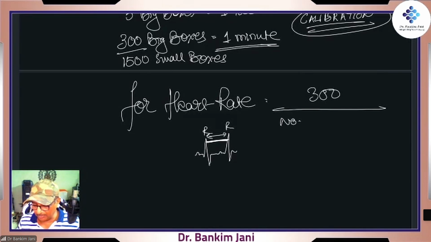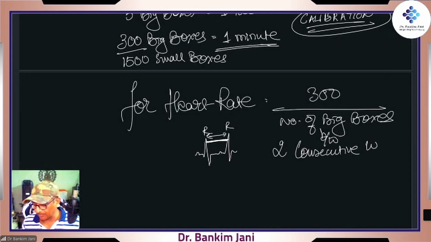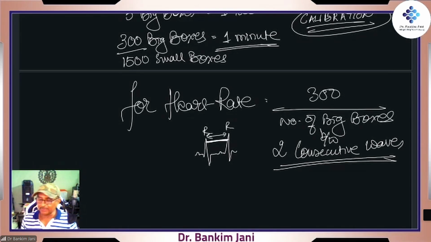So the number of big boxes between 2 consecutive waves, because that is 1 cardiac cycle. In 300 boxes, how many such cardiac cycles are coming? That is your heart rate. Right? Because this is 1 cardiac cycle.